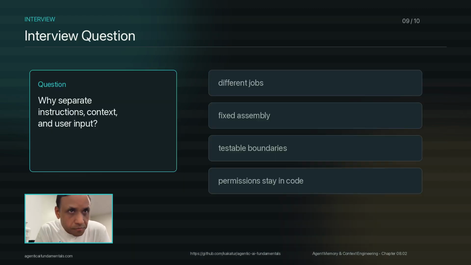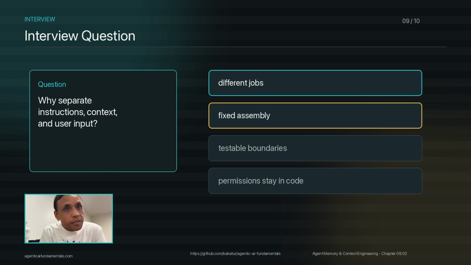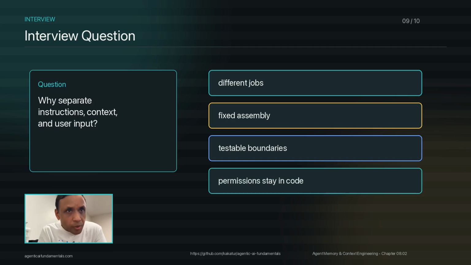Now the interview question. Why separate instructions, context, and user input? Different jobs means instructions define behavior, context supplies data, and user input carries a request. Fixed assembly means the application owns the section names, values, and order. Testable boundaries let tests verify the exact structure and escaped behavior. Permissions stay in code because delimiters improve prompt structure, but they do not authorize tools or guarantee that the model will follow every rule.